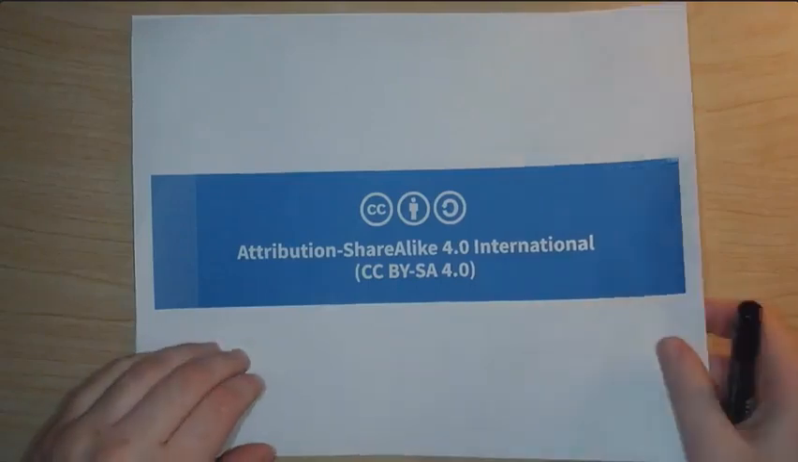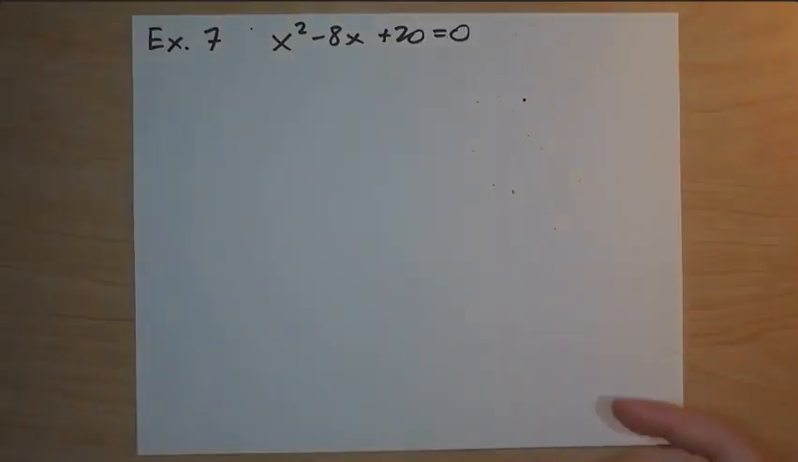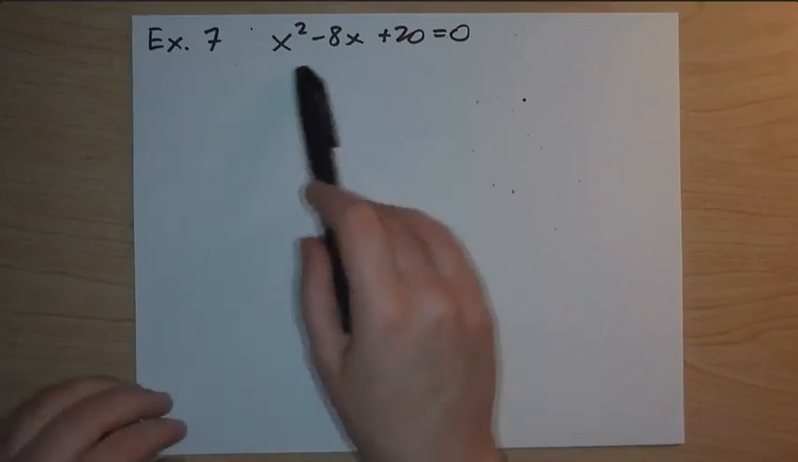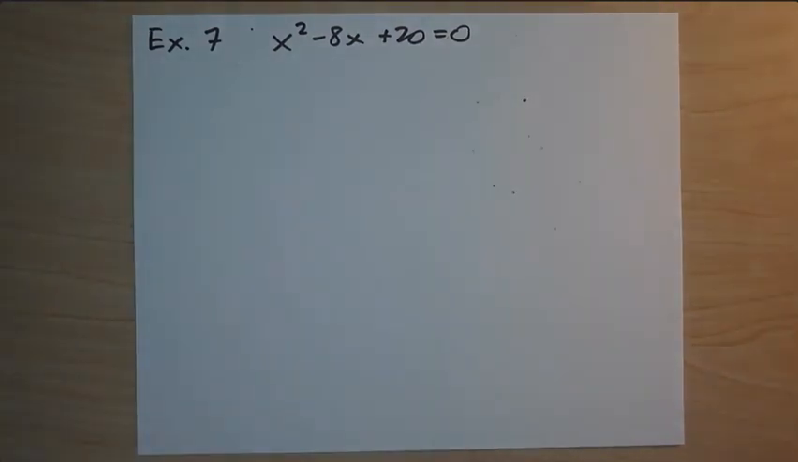This is Lab 18, Example 7. We have the quadratic equation x squared minus 8x plus 20 is equal to 0. We first want to use the discriminant to determine the type of solution that this will give, and then we want to find those solutions and write them in simplest form.